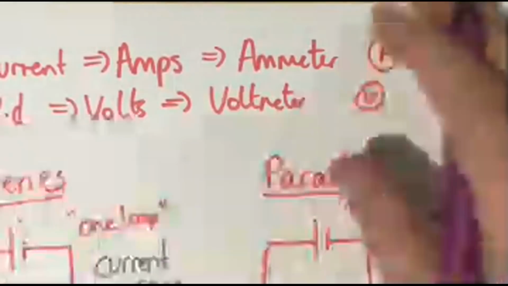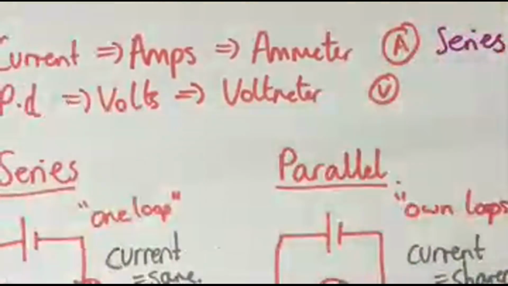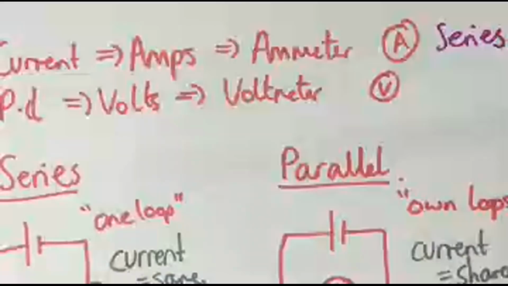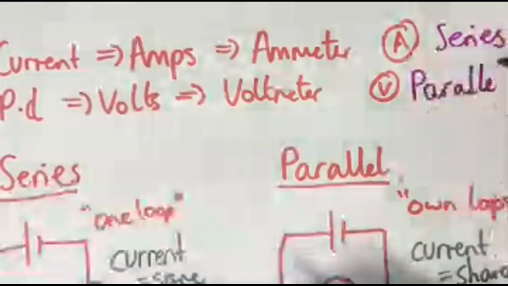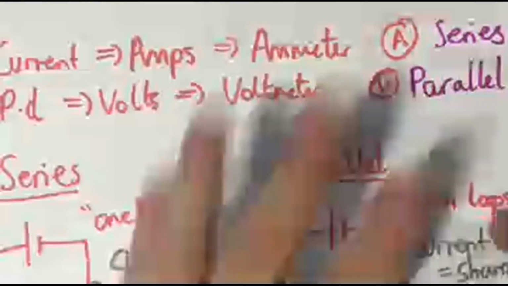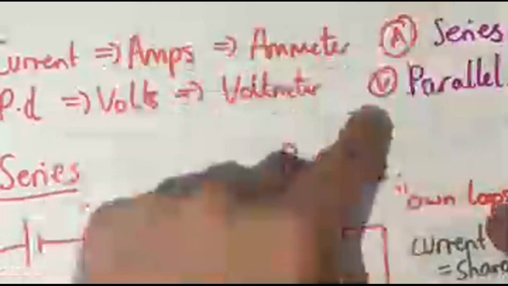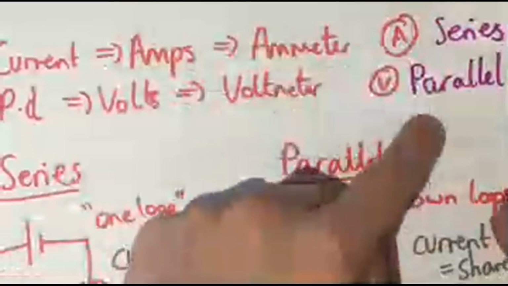Now the voltmeter is potential difference. It actually likes to compare the energy before and after. So what it does is it kind of takes its own step back, relaxes, chillaxes, has its own loop, and they go in parallel. So whenever you're connecting up an ammeter, it always goes in series. Whenever you're connecting up a voltmeter, it always goes in parallel.